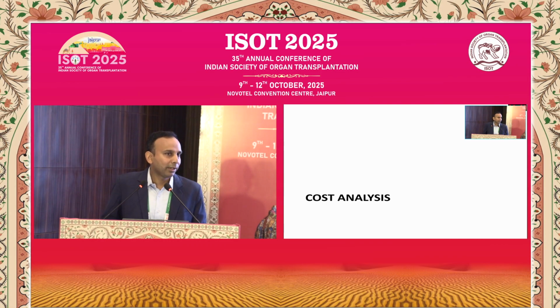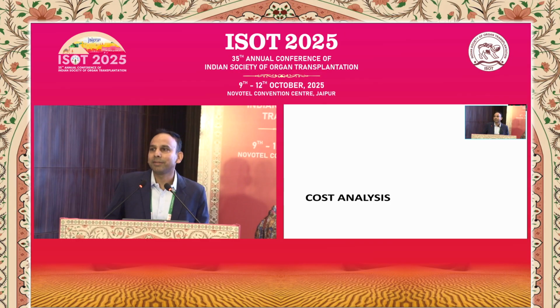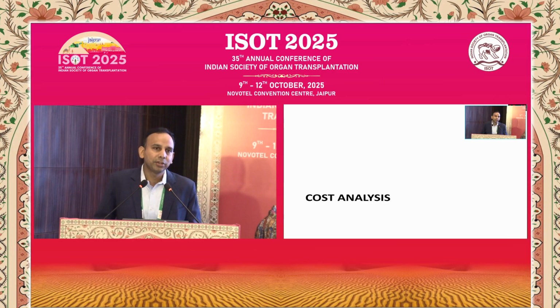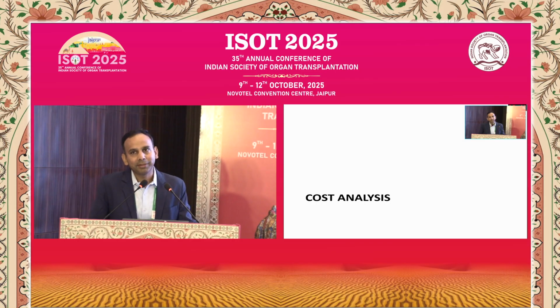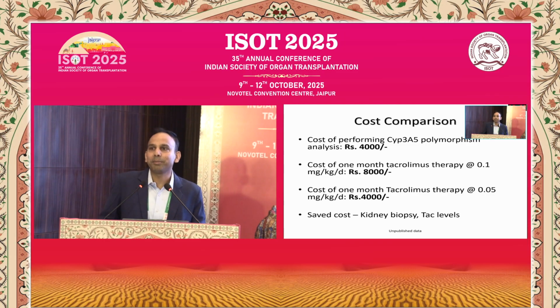The last thing for my talk is, are we justified in doing a CYP3A5 phenotype or genotyping for all our patients? Because as a society, as Madam also was speaking, we are a cost conscious society. So are we justified in doing CYP for all our patients, or should we restrict it to a selected group of patients? On an average, it costs around 4,000 rupees to do a CYP3A5 polymorphism analysis.